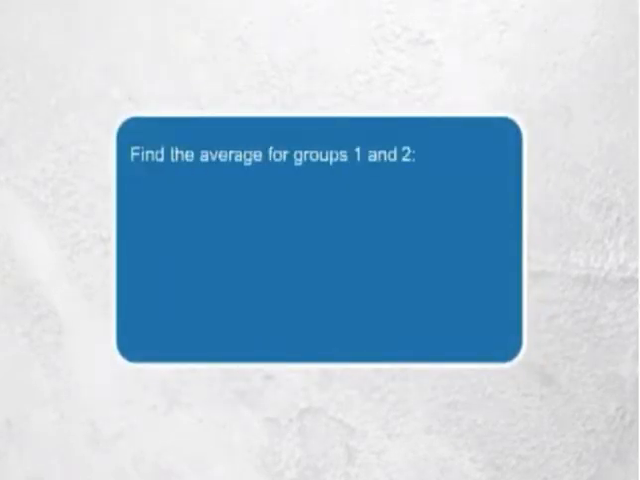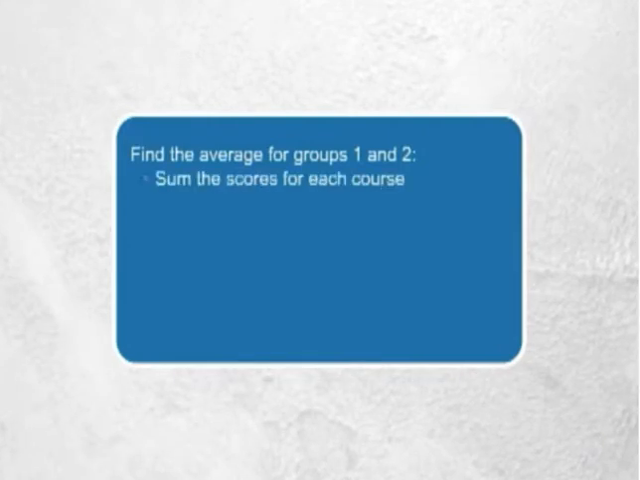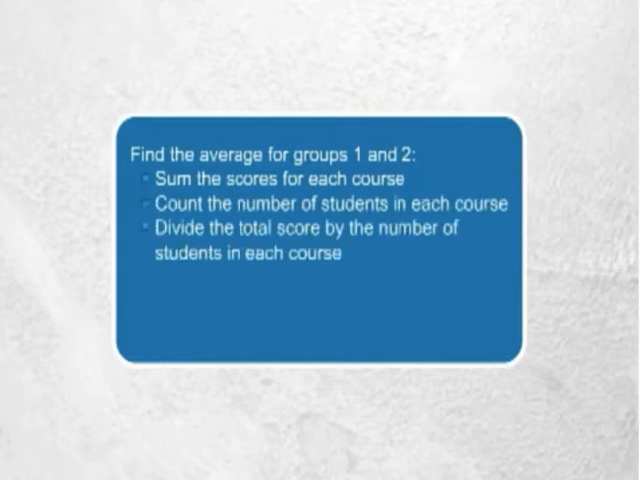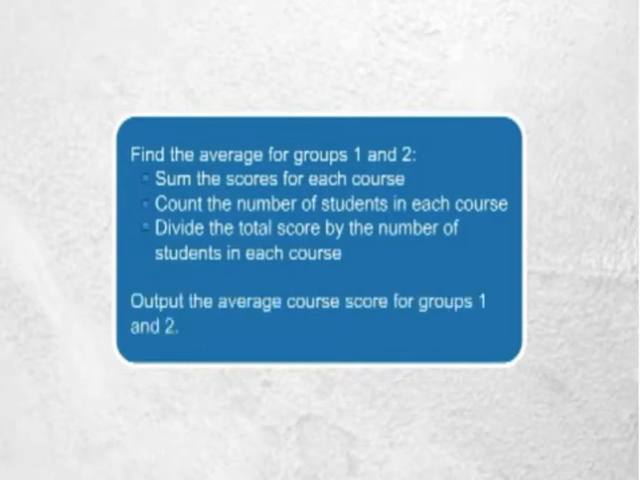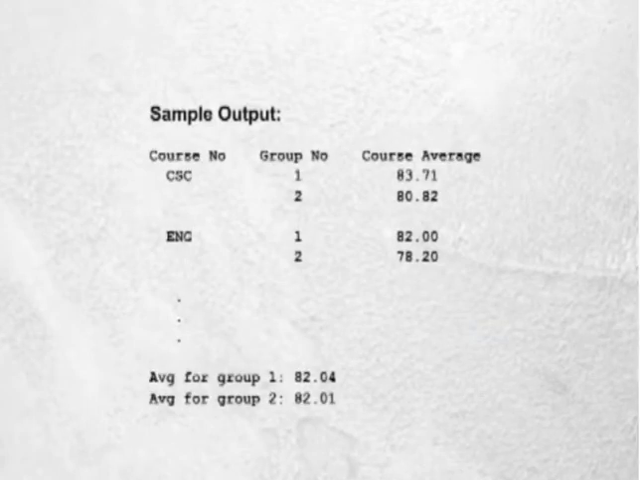You can now process and output the data for groups 1 and 2. To find the average, sum the scores for each course. Count the number of students in each course, and divide the total score by the number of students in each course. Output the average course score for groups 1 and 2. A sample output looks like this.